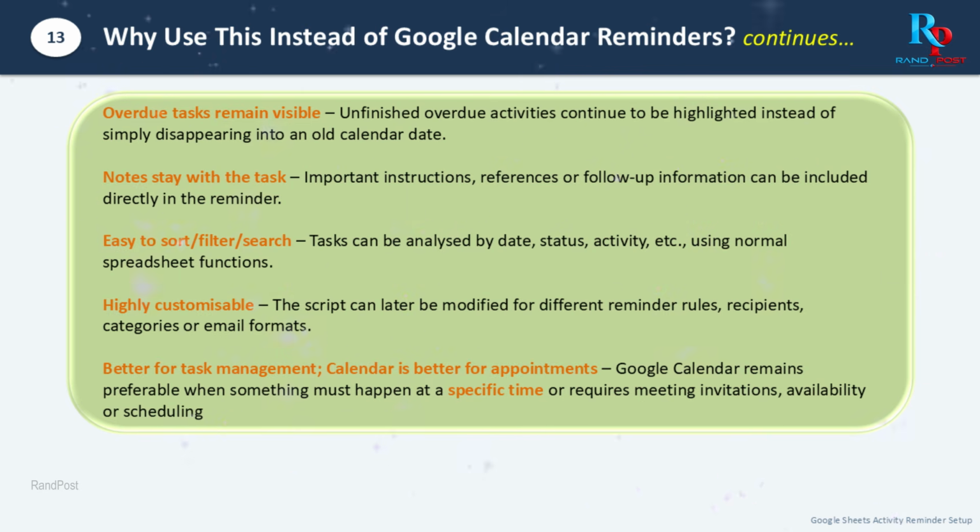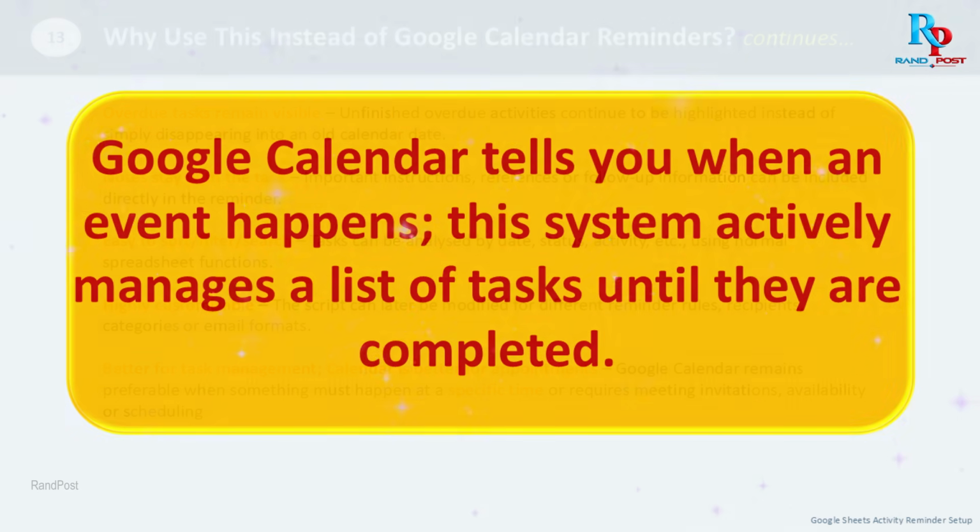Better for task management. Calendar is better for appointments. Google Calendar remains preferable when something must happen at a specific time or requires meeting invitations, availability, or scheduling. Google Calendar tells me when an event happens. This system actively manages a list of tasks until they are completed.